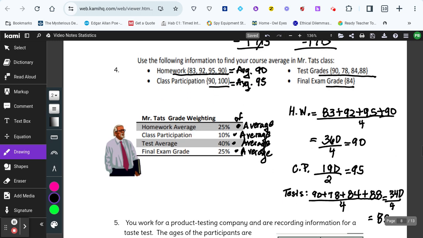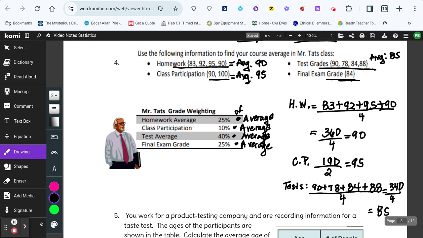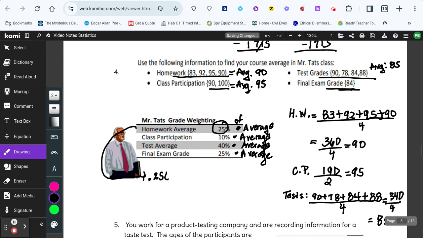So your average for the test is an 85. And of course, your only grade for the final exam is an 84. So what I'm going to do now is find 25% of whatever my homework average was, which is 0.25, times whatever my homework grade is, which is a 90, plus 10%, which is 0.10, of my class participation average, which is a 95.